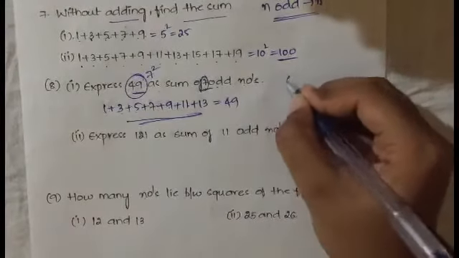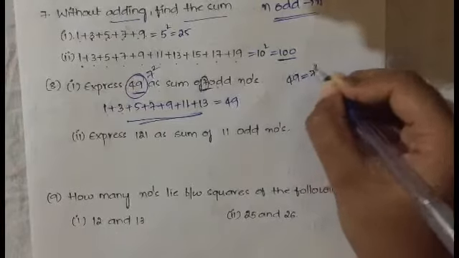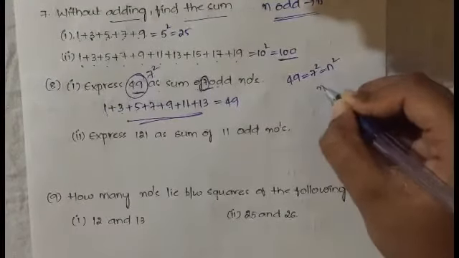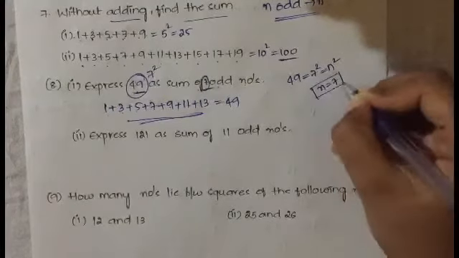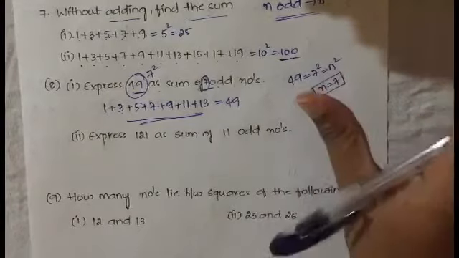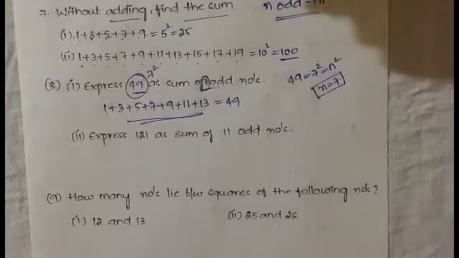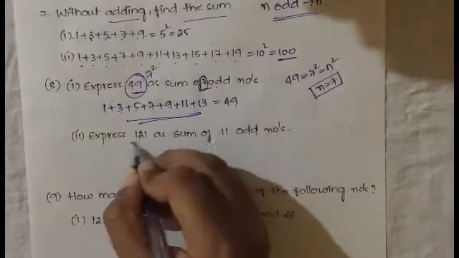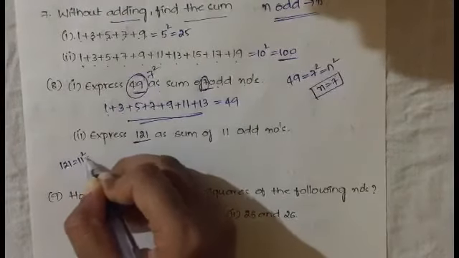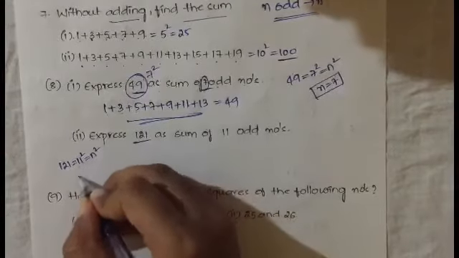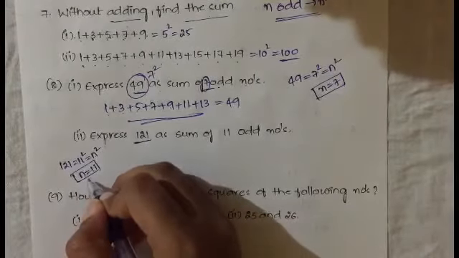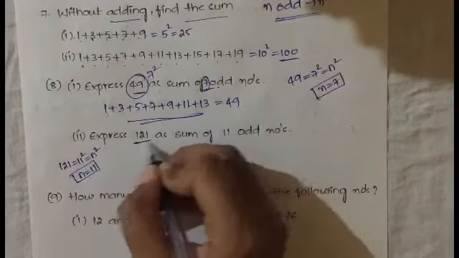Okay? Clear? 49 you can express as 7 square, and that is n square when you take n. So n will be equal to 7. Here you have to add the first 7 odd numbers in order to get 49. Clear? Next is 121. Now 121 is equal to 11 square. When you express it as n square, n will be equal to 11. So that means when you are adding the first 11 natural numbers, you are getting 121.